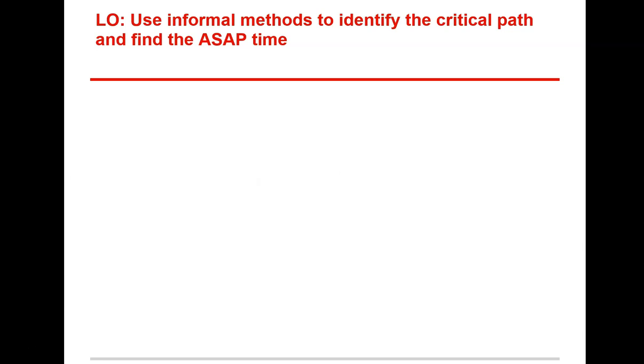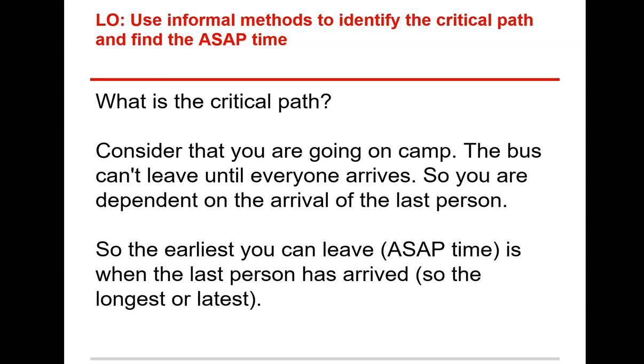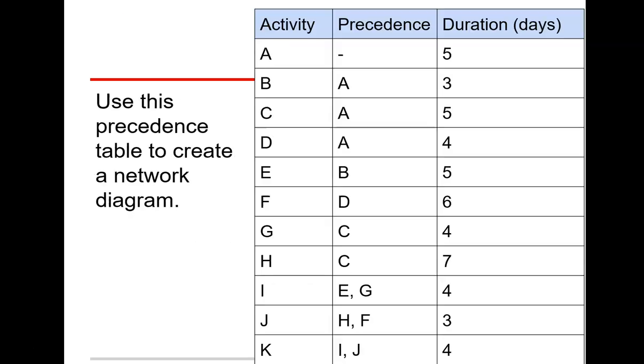Important to remember. Alright, so consider that you're going on a camp. The bus can't leave until everyone arrives, so you are dependent on the arrival of the last person. So the earliest you can leave, the ASAP time, is when the last person has arrived, for the longest or latest time. So if someone rocked up 5 minutes late, you still can't leave, you've got to wait till they get there. That's a good example of what the critical path is and what we mean by the longest path.